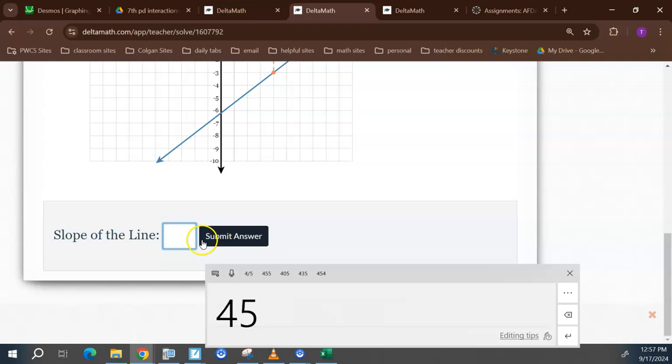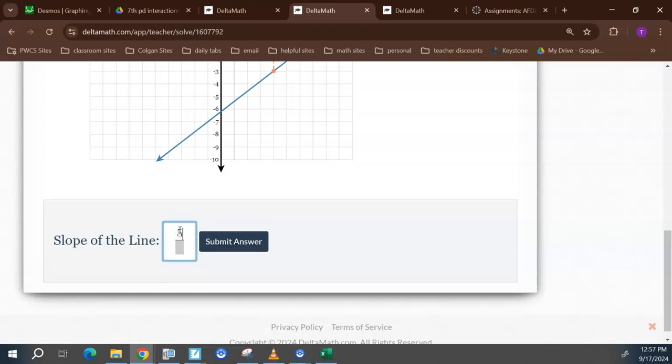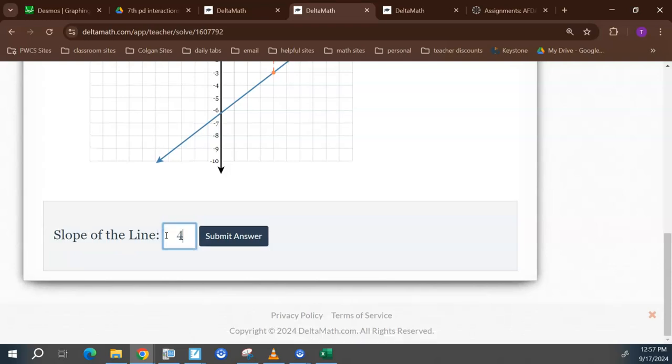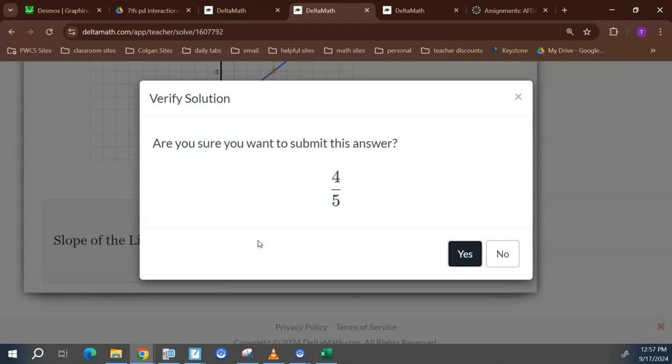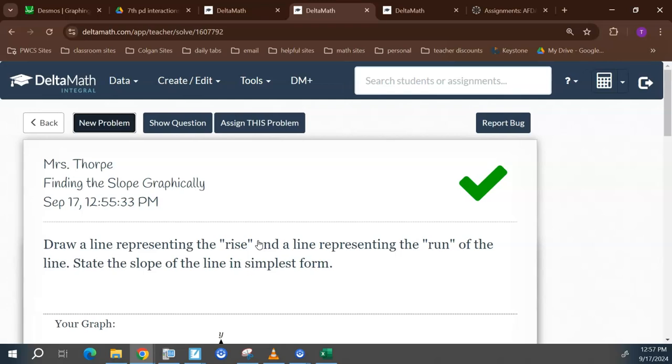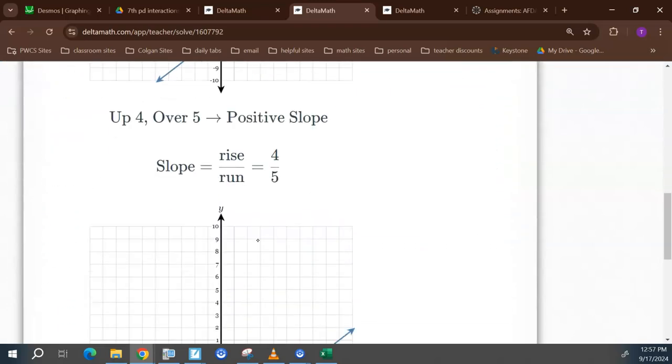Try again. Okay. I don't think I typed that in right. 4 divided by 5. And whatever you put in needs to be simplified as possible. And then that should tell you if your slope was right or not.